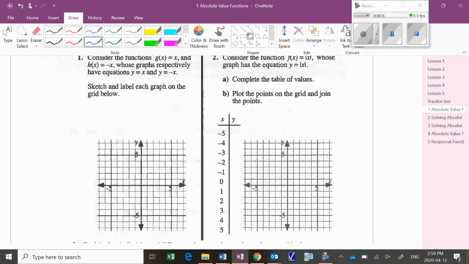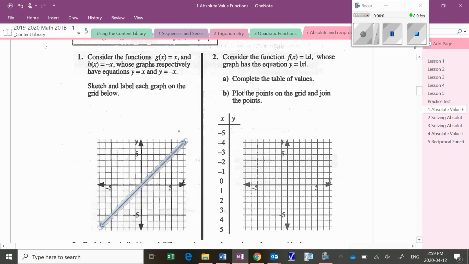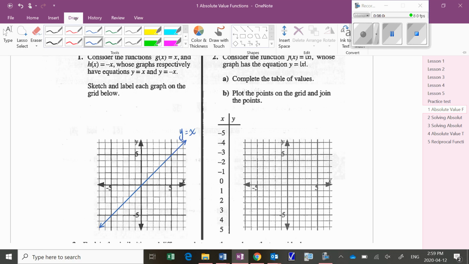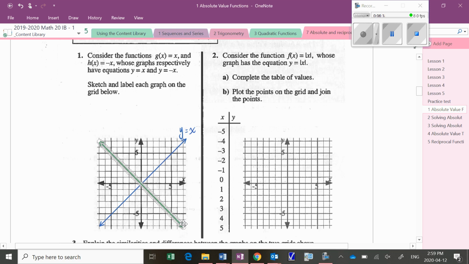So let's use my line tool, and so y equals x should look just like so. So this is y equals x, and then y equals negative x then is going to be a negative slope. So we're looking at this. I'll just label that y equals negative x. And so we've sketched and labeled, perfect.